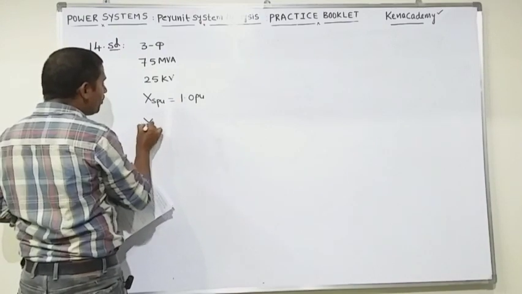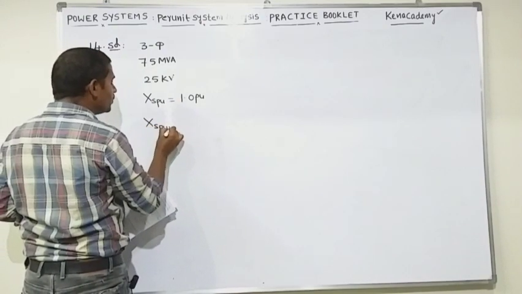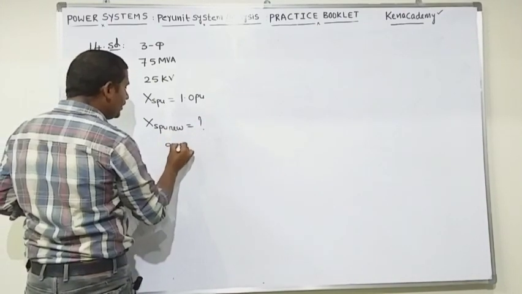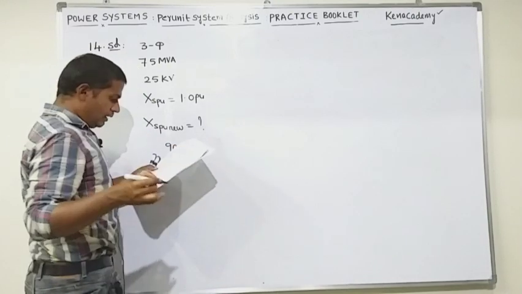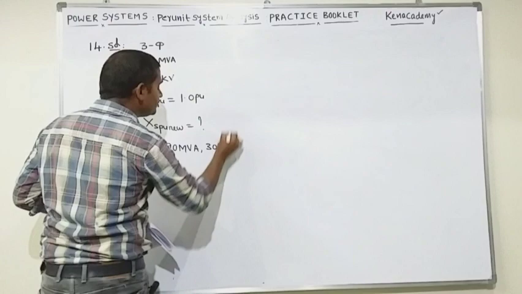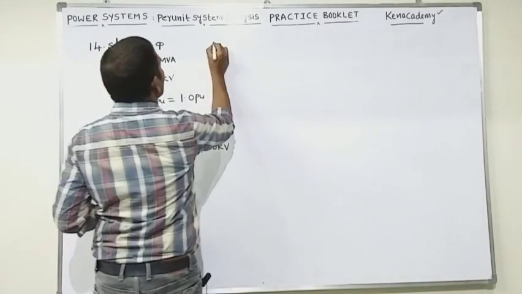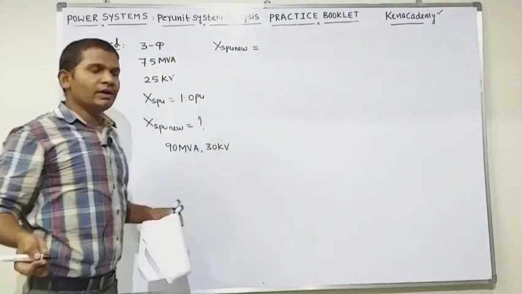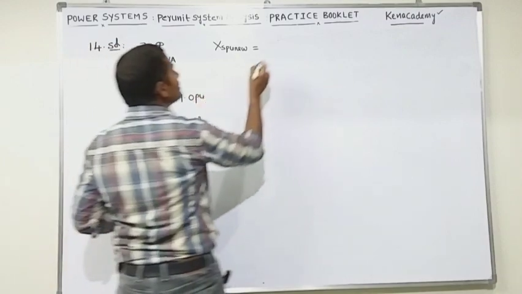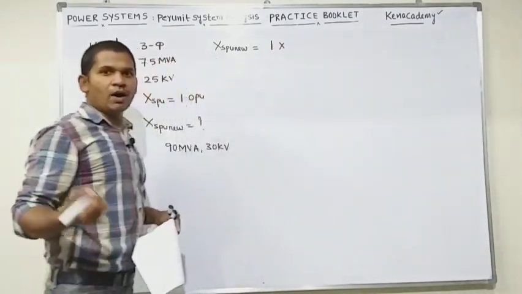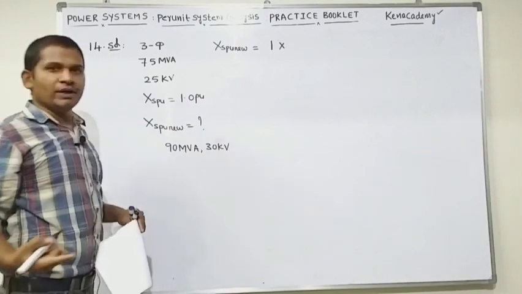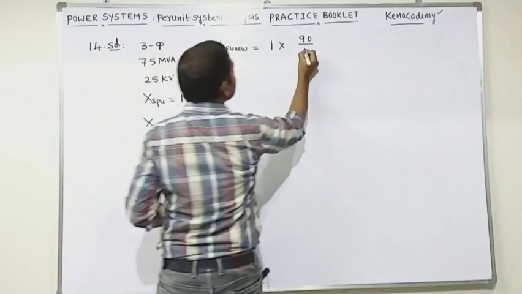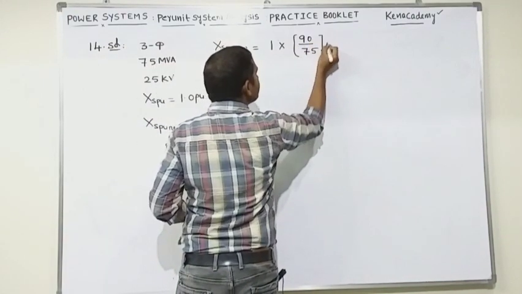Then what is the per unit value? Xs per unit new, per unit value on a base of 90 MVA, 30 kV. Students, apply the formula. What is Xs per unit new? New value of per unit reactance. Xs per unit old is 1 per unit. Directly I am substituting, the formula you know. MVA new is 90 MVA. MVA old is how much? 75.